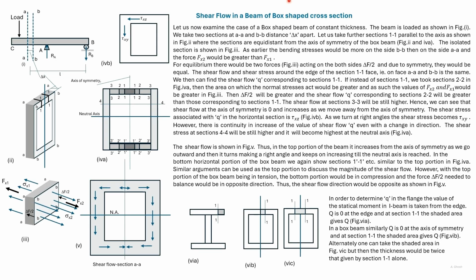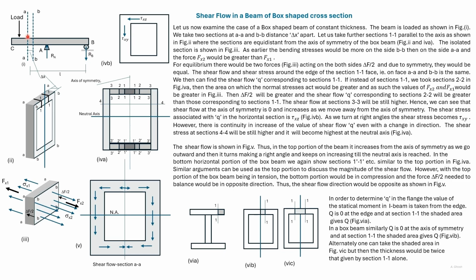Earlier we have dealt with shear flow in an I section. Here we deal with shear flow in a beam of box-shaped cross-section. The beam arrangement and loading is the same as some of the cases considered earlier. So there's a load acting here and there are reactions at A and B, but there are supports. We take sections at AA and BB, which are del X distance apart.